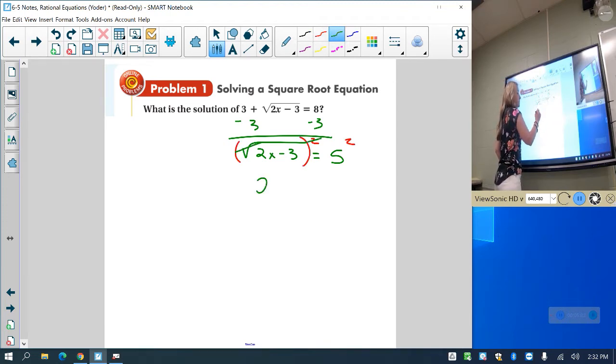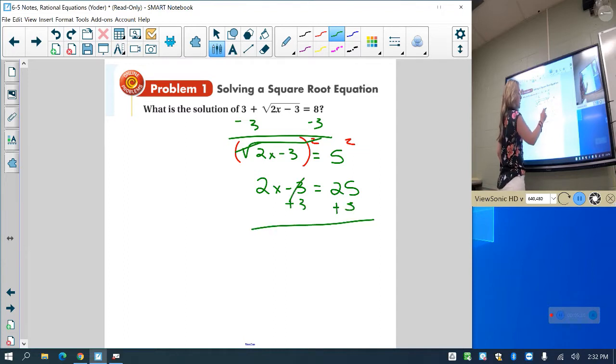This is going to cancel. I'm left with 2x minus 3 equals 25, 5 times 5. And then just solve the equation like you normally would. So I have 2x equals 28. Divide by 2. X equals 14.